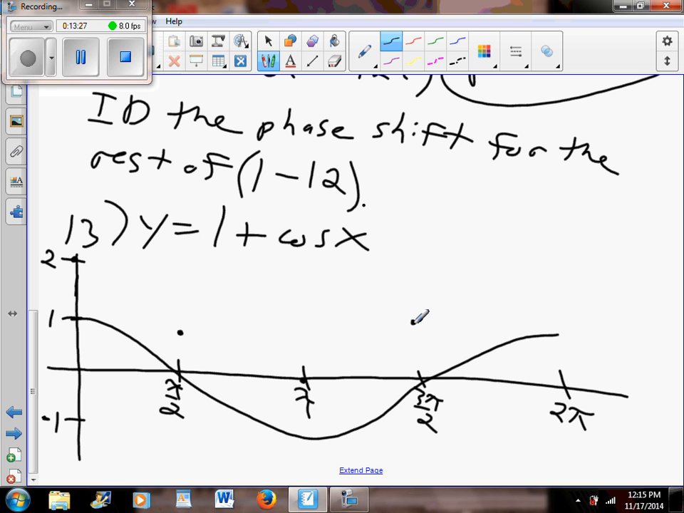So what happens is a vertical translation. The graph looks like the graph of cosine x moved vertically upward, and it looks like this. That's all a vertical translation does. It lifts the whole thing up or down.